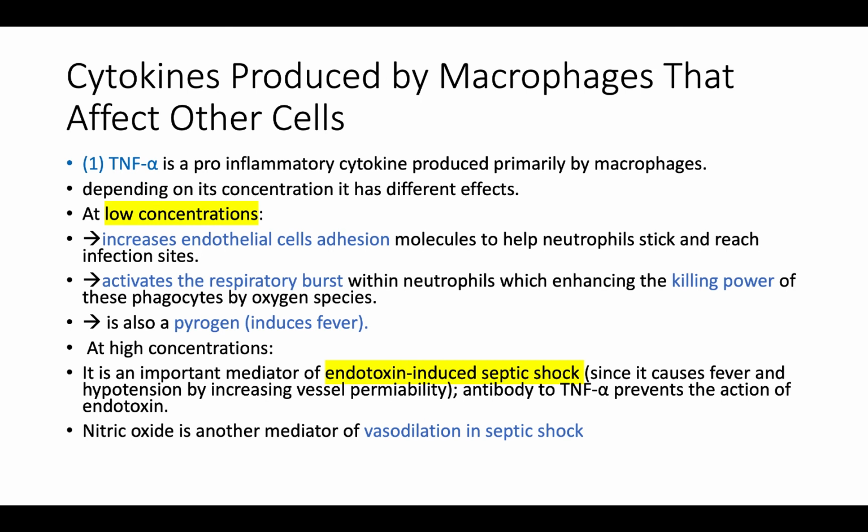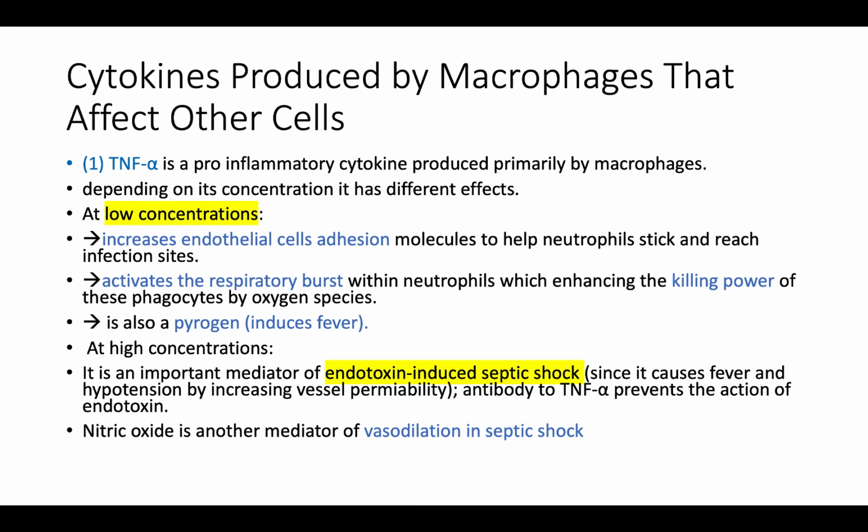Okay. Cytokines that are produced by macrophages that affect other cells. We know tumor necrosis factor alpha is pro-inflammatory. This differs depending on concentration, as shown in the table. At low concentration it increases endothelial cell adhesion. I'm activating the respiratory burst of neutrophils and the oxygen species, and it induces fever. So it is pro-inflammatory. At high concentration, it is an important mediator of endotoxin-induced septic shock.